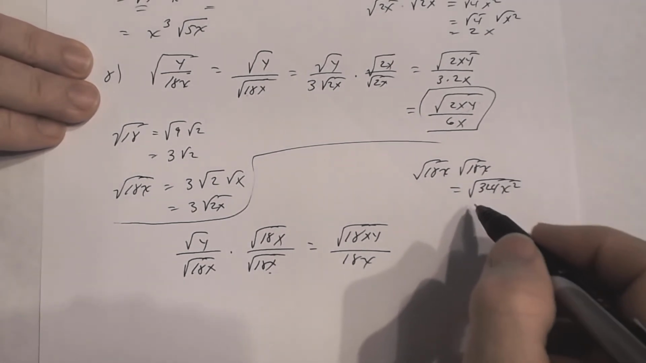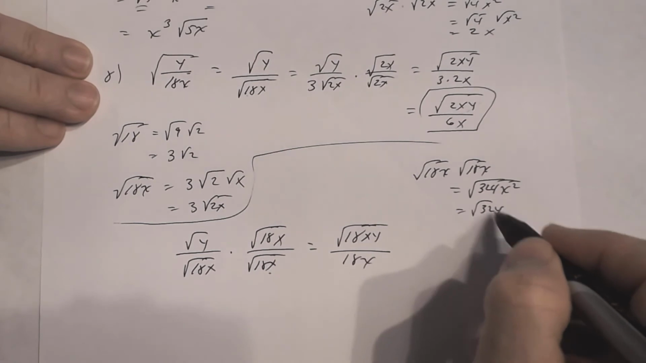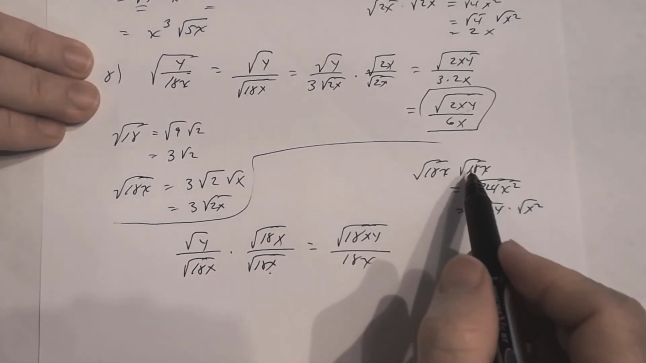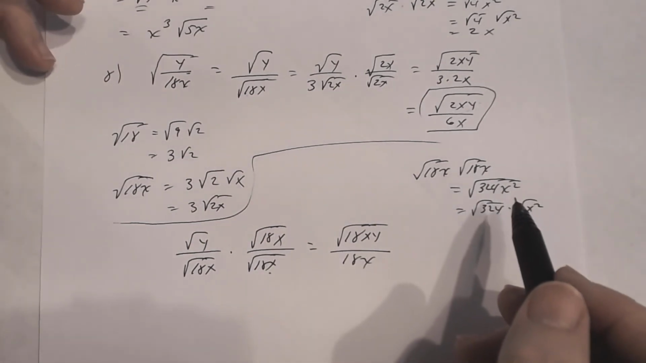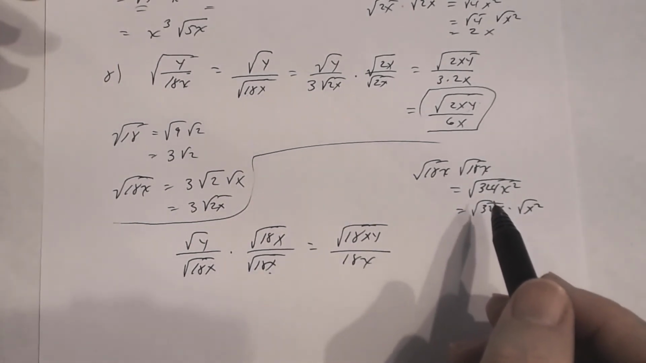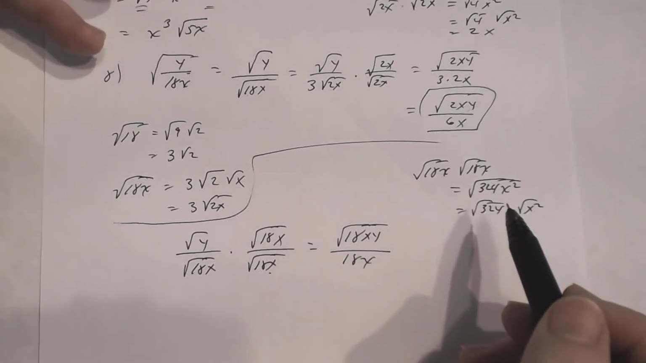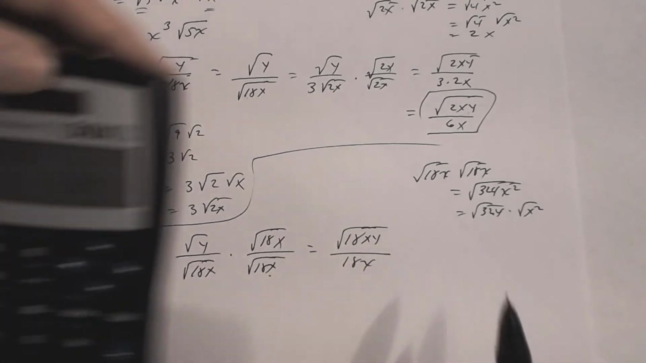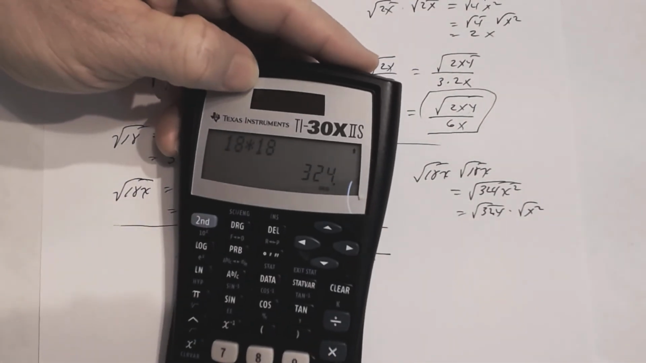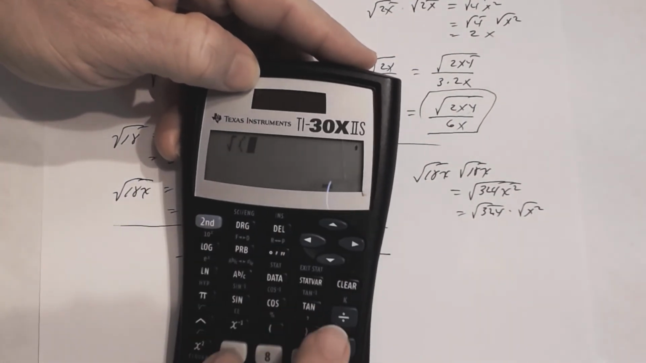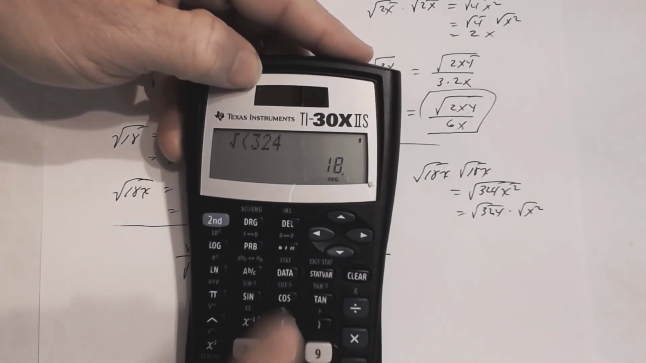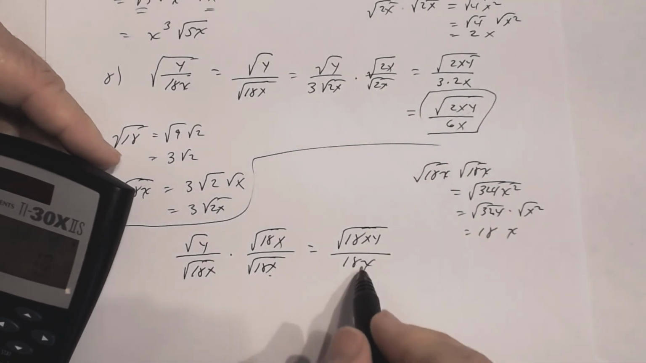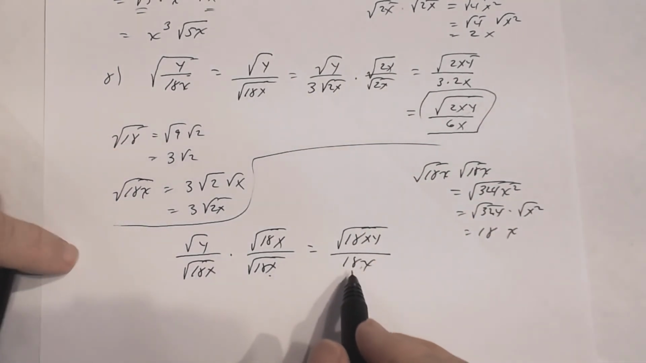Now, using a product rule again, I get the square root of 324 times the square root of x squared. Now, remember, 18 times 18, that product is a perfect square, because that's how we get perfect squares. We multiply a whole number times itself. And so the square root of 324, if you use your calculator, you should get the 18 back as your answer. So the square root of 324, I get 18. So this will be 18, and the square root of x squared is x, and so that's what this is. Okay?